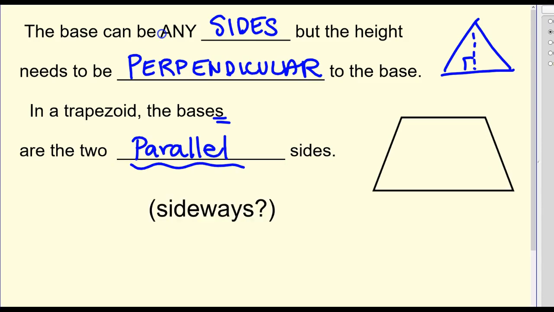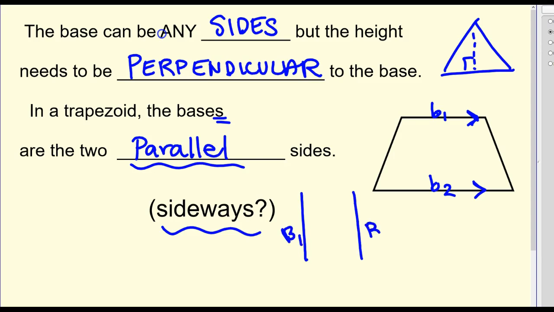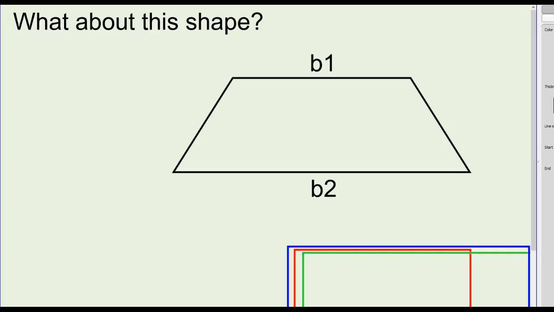So in my picture here, this could be base 1, this could be base 2. They're parallel. We draw arrows on them, parallel to each other. Okay, so we're going to be talking about shapes like this now, trapezoids. Just remember that your trapezoid could be going this way, where this is base 1 and this is base 2, and they connect to make something like this. That is also a trapezoid, just turned and going the other direction. Okay, so we remember bases and heights. Let's talk about the area of a shape like this.